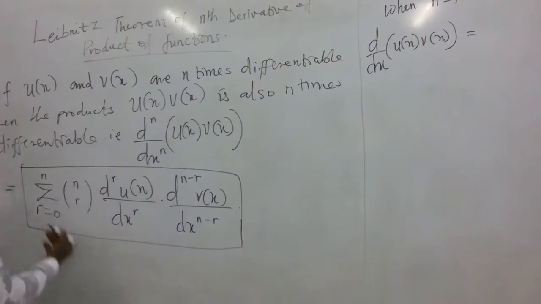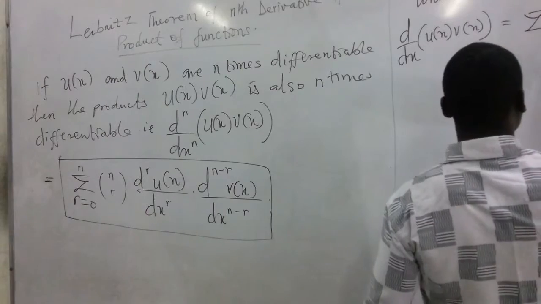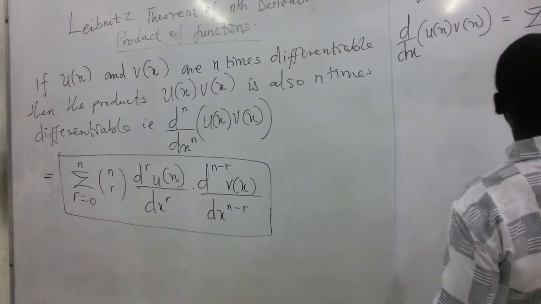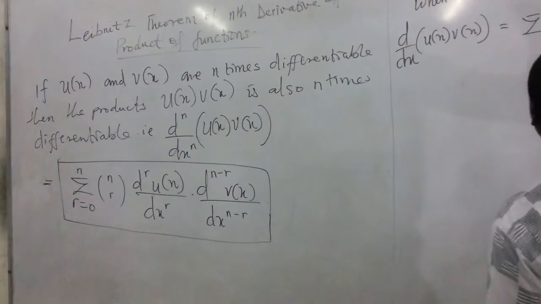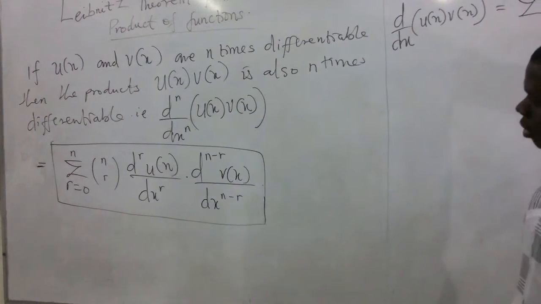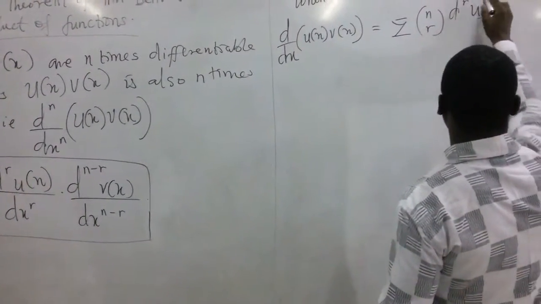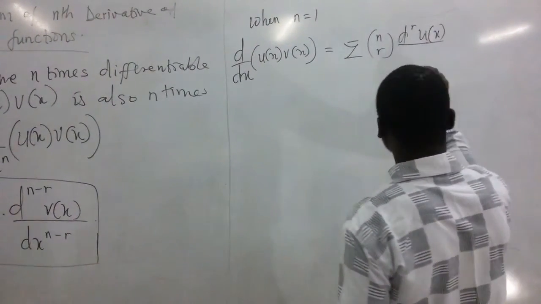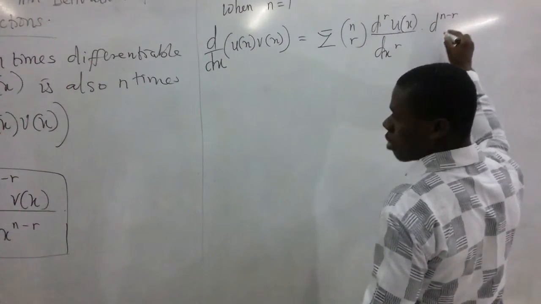So let's try and state this. It means we're looking at the sum, then we have n combination r. Then I'm going to have d^r u of x over dx^r, multiplying d^(n minus r) v of x over dx^(n minus r).